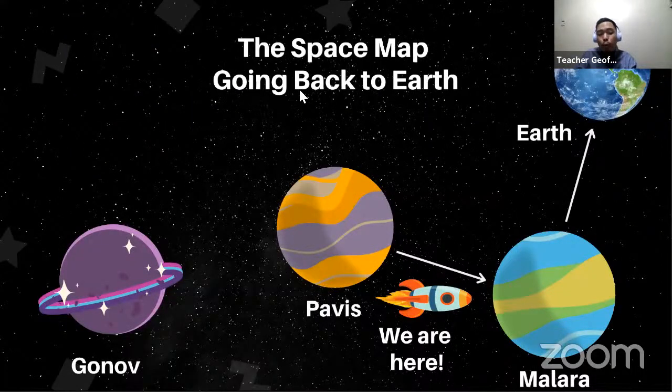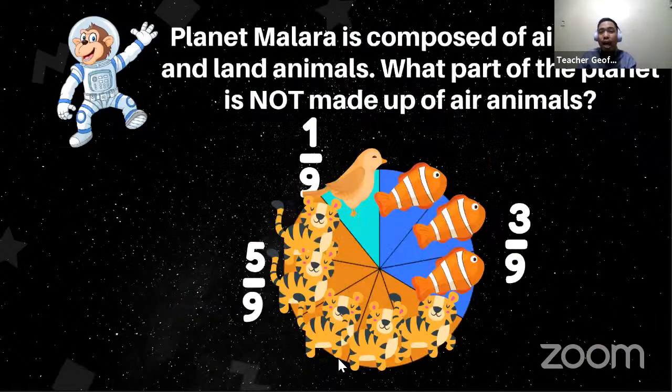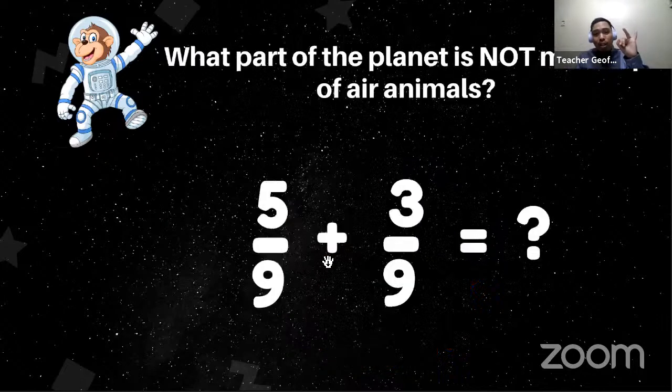Now, we are done with these planets, Ganov and Pavis. Let's go on. The last planet, Malara. Then afterwards, we'll be back home. The planet Malara is composed of air, water, and land animals. What part of the planet is not made up of air animals? That means, what part of the planet is composed of land animals and what? Water animals. We just need to add them. Combine the land animals and the water animals.